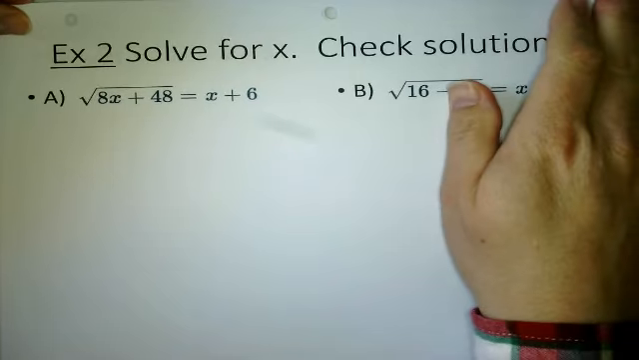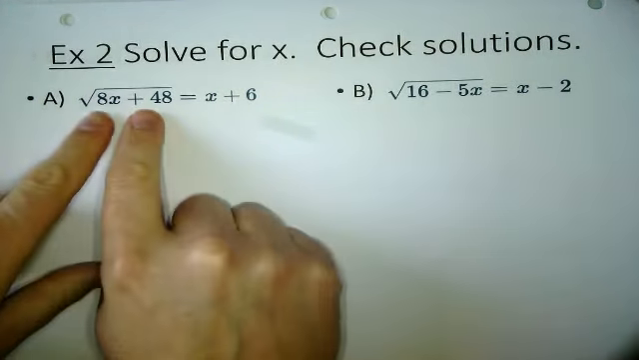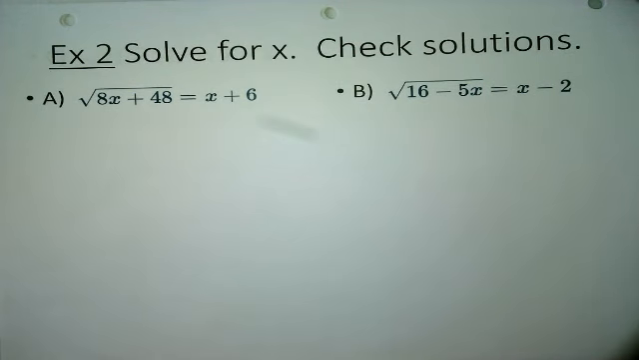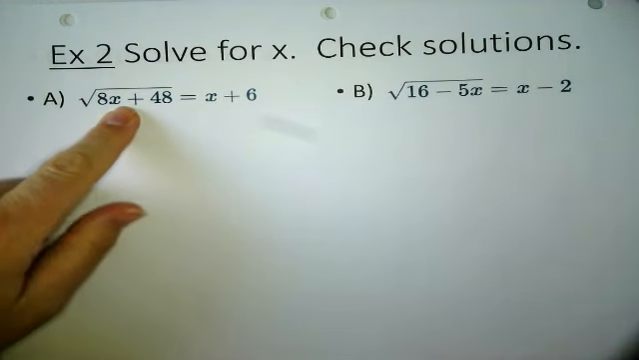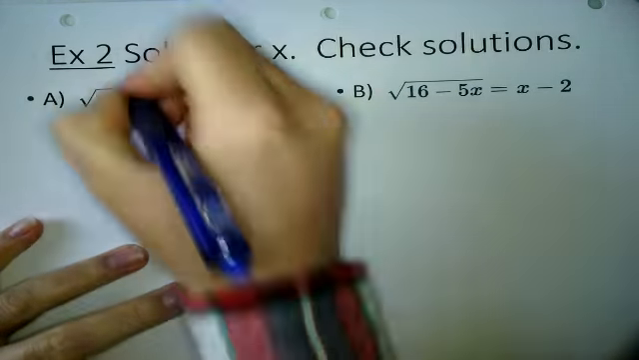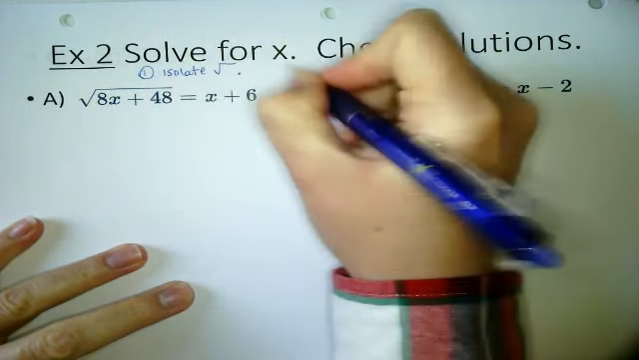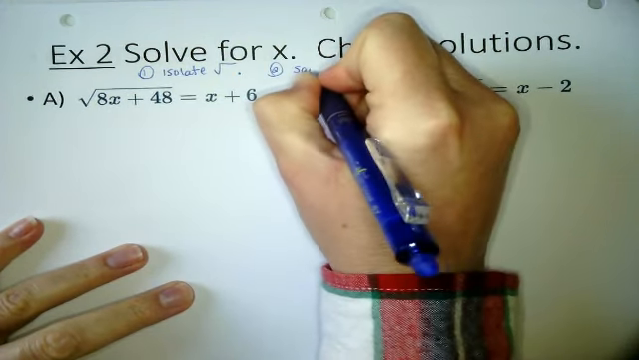Learning how to use your calculator to solve equations is totally awesome. Example 2, solve for x. Same idea. Isolate the radical. Well, it's already isolated. So step 1, isolate the radical. Step 2, square both sides.